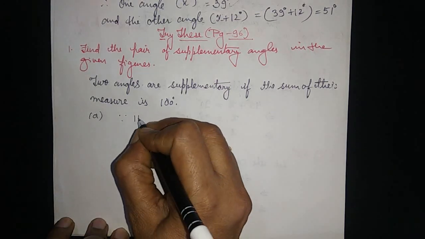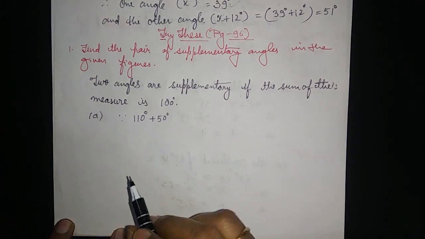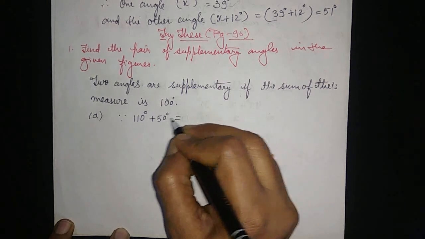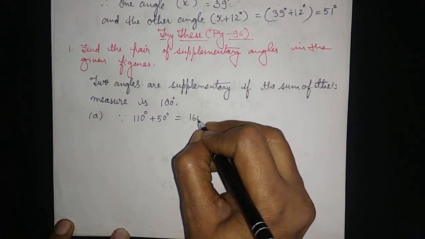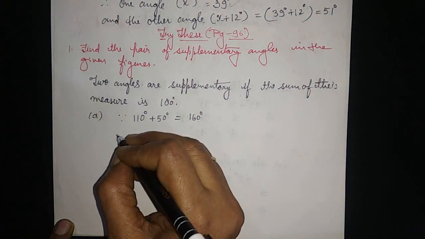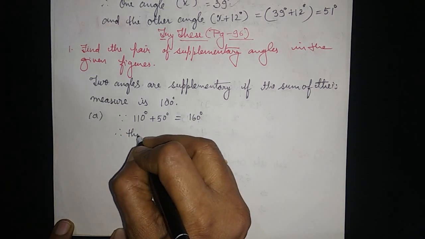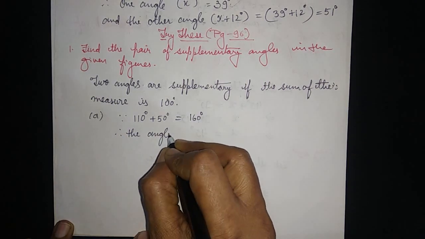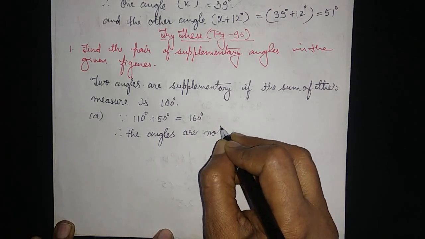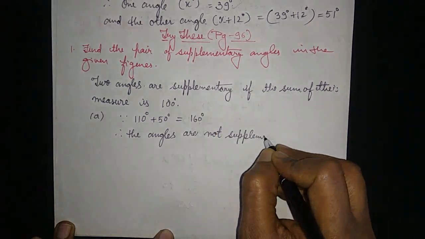Since 110 degree and 50 degree, these two are given angles, and their sum is coming 160 degree. Here the sum is not coming 180 degree, therefore the angles are not supplementary.